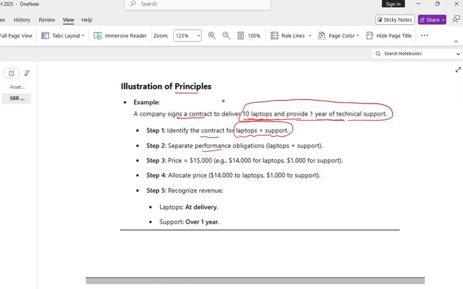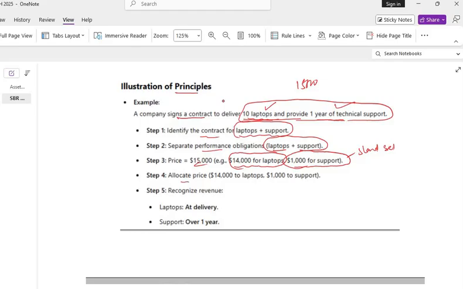Separate performance obligation, that is laptop. The company has to provide 10 laptops and also provide technical support. These are the distinct goods and services. Price: let's say the total amount in the contract is 15,000. Here I have written 14,000 for laptop, this is the standalone selling price, and 1,000 for the technical support. These are the standalone selling prices, the individual prices.